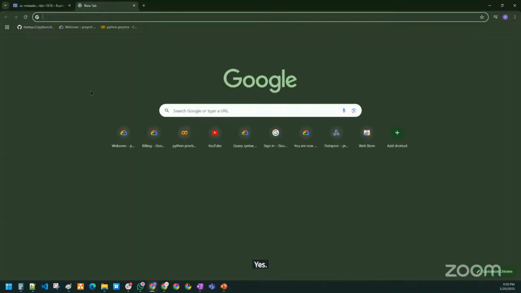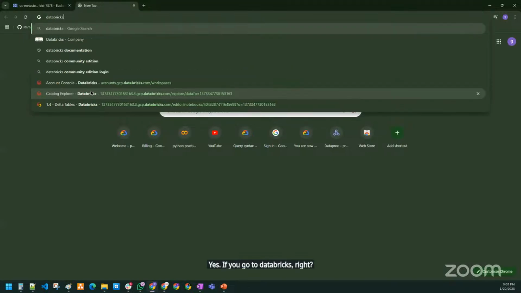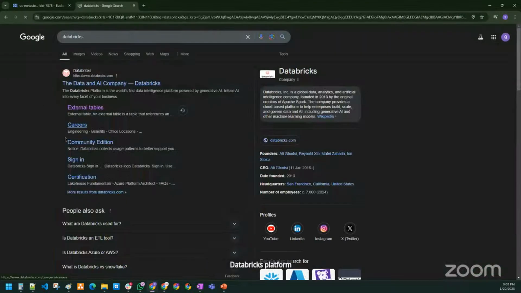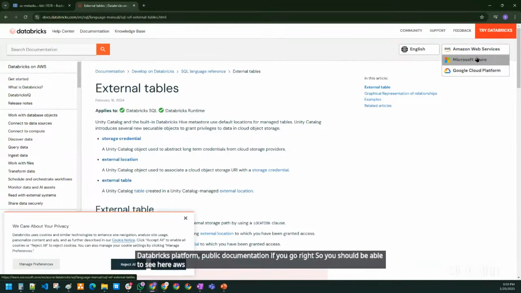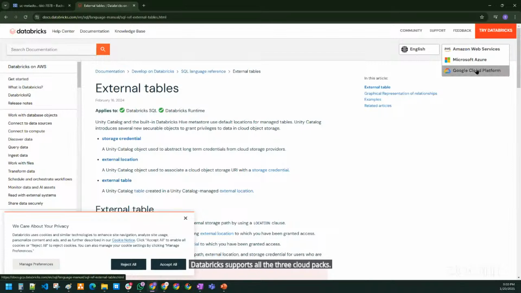If you go to the Databricks platform public documentation, you should be able to see AWS, Microsoft, and Google Cloud. Databricks supports all three cloud platforms.